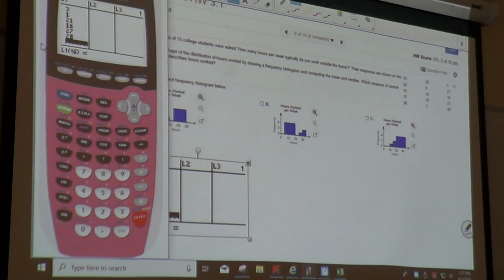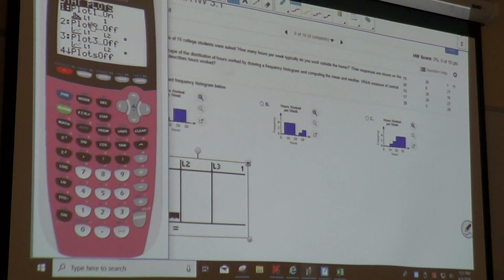Now, we have already turned our stat plot on, so if I go back up there, it's already on and it's already on histogram. So until you turn it off, it's good. Now, you're gonna have to remember how to do this when you go over to take your test, because you're not gonna be using this calculator. So you're gonna have to remember, I've gotta turn my stat plot on to look at a histogram.